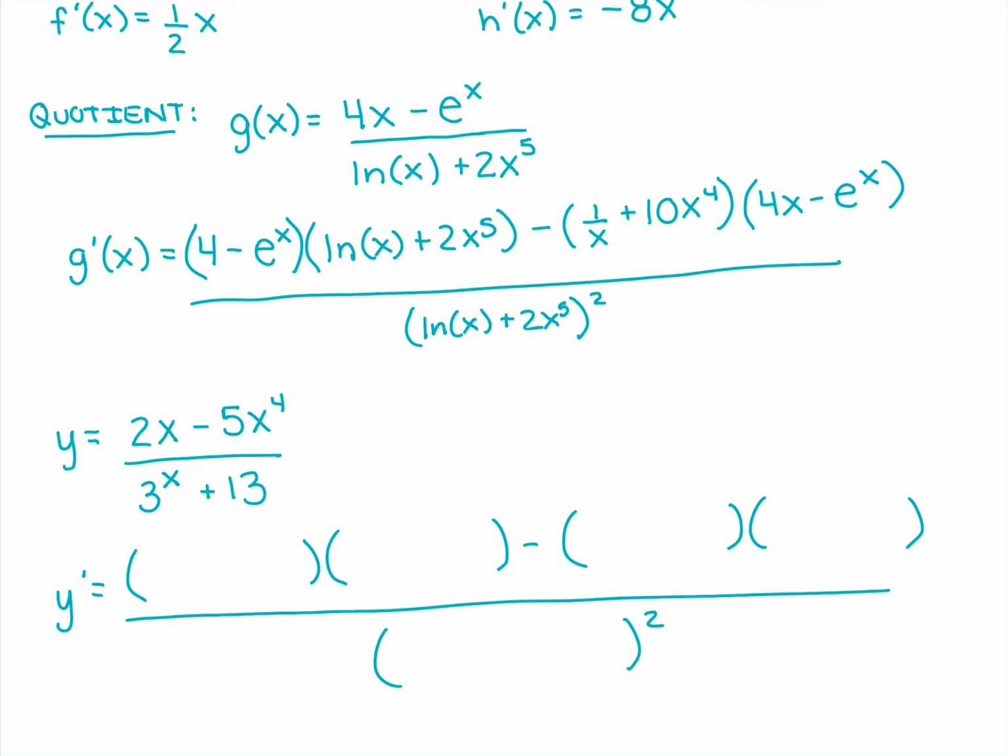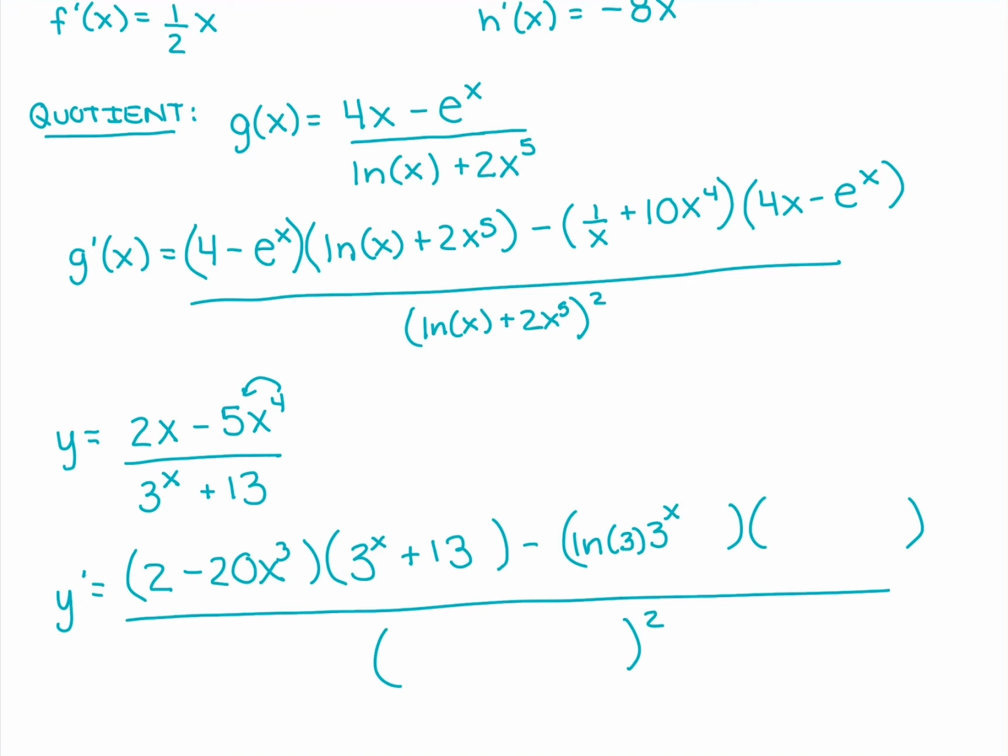Start with the derivative of the top. Derivative of 2x is 2. Bring down that power. We have minus 20x to the third. There's our derivative of the top, original bottom. 3 to the x plus 13. Quotient always has a minus. Now we're going to do the derivative of the bottom. Derivative of 3 to the x is ln of 3 times 3 to the x. Derivative of 13 is just 0.